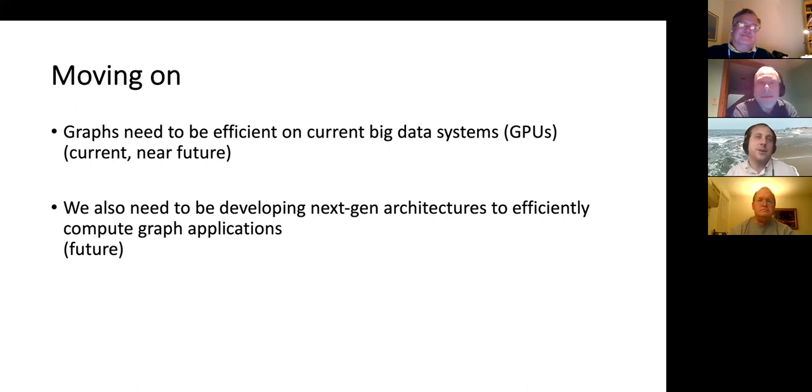So thanks for your question, Bob, because this just leads right into what I want to talk about. As part of my research, I believe that graphs need to be able to be efficiently computed on our current big data systems, which are basically GPUs right now. That was what the previous work was about. But I also think we need to be developing next-gen architectures that can efficiently compute graph applications. This is so important in the context of people making sparse neural networks. We're learning how to drop massive amounts of the parameters, but that creates a very random data structure that has sparse computations, and we need architectures that can handle that.